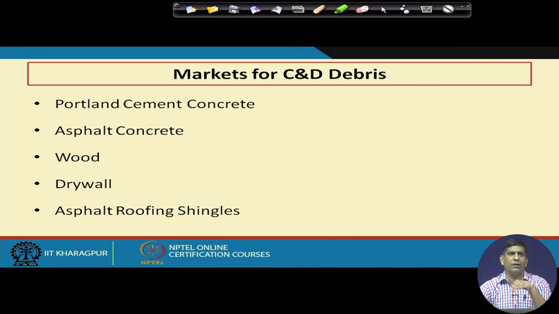Drywall can be recycled to make new drywall. Drywall can also go for a soil amendment. Asphalt roofing shingles, again you can melt that asphalt, it can be used in road construction, and you can even make a new asphalt roofing shingle out of that. So those things are there.